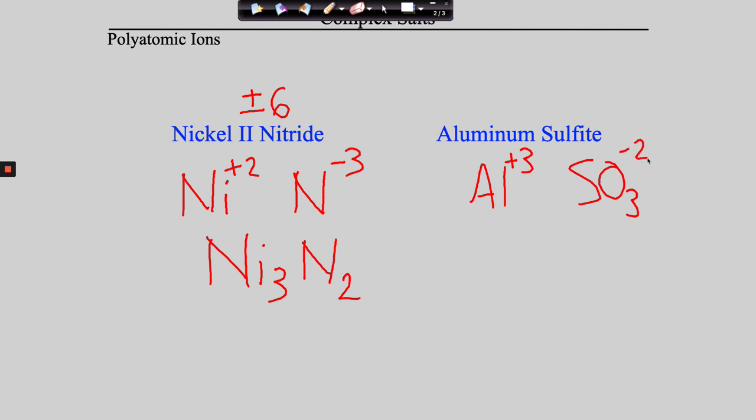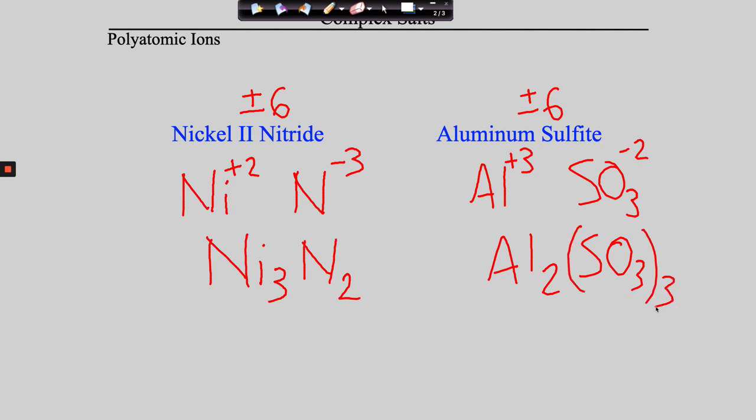And again, this was a coincidence. They meet at 6. So we need 2 aluminums, and then we've got SO3. But remember, we need 3 of those, right? 3 -2's makes -6. How do we represent 3 of these? What do we need? Parentheses. So this goes in parentheses. Hey, that's aluminum sulfite. You good there as well? You're sure? Let's pause. Clarifying questions, anything you want to chat about?